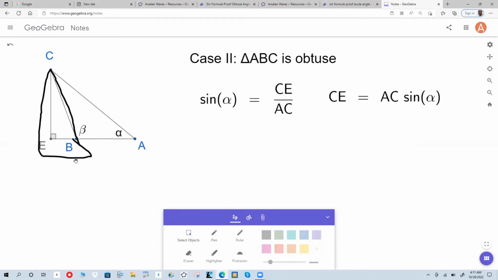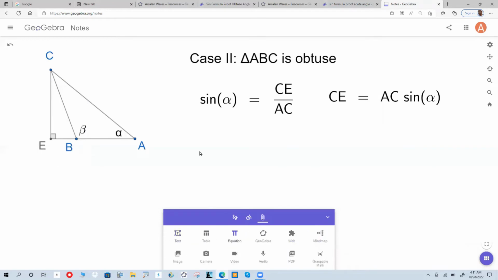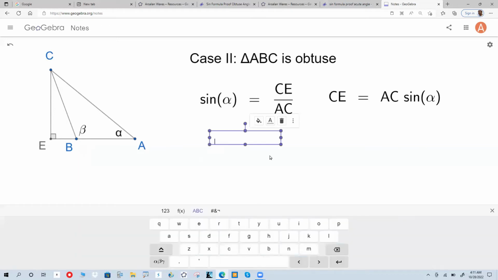I don't like my pen mark, so I'm going to erase it. You know which one I'm talking about. So I am going to use that right triangle to write, and I have to be careful. I cannot use sine beta, but I have to use sine.